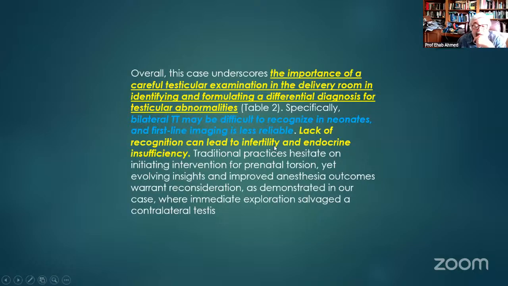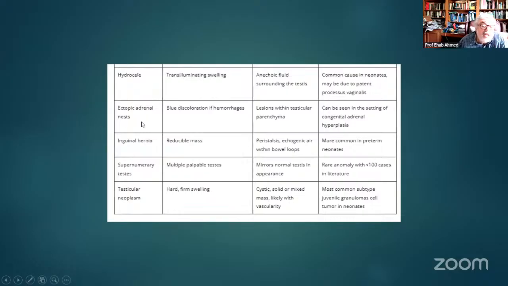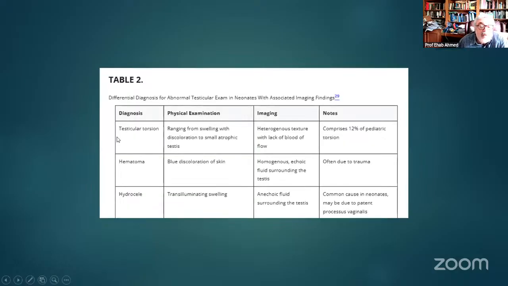And then talking about the bilateral and the silent and the effect of this problem on fertility and endocrine insufficiency. And this table shows you some of the differential diagnosis and how you differentiate between testicular torsion, hematoma, hydrocele, ectopic adrenal nests, inguinal hernia, supernumerary testis, and testicular neoplasm. You can differentiate by the physical exam, by the imaging, which is mostly ultrasound, and it shows the epidemiology or the incidence of each problem.